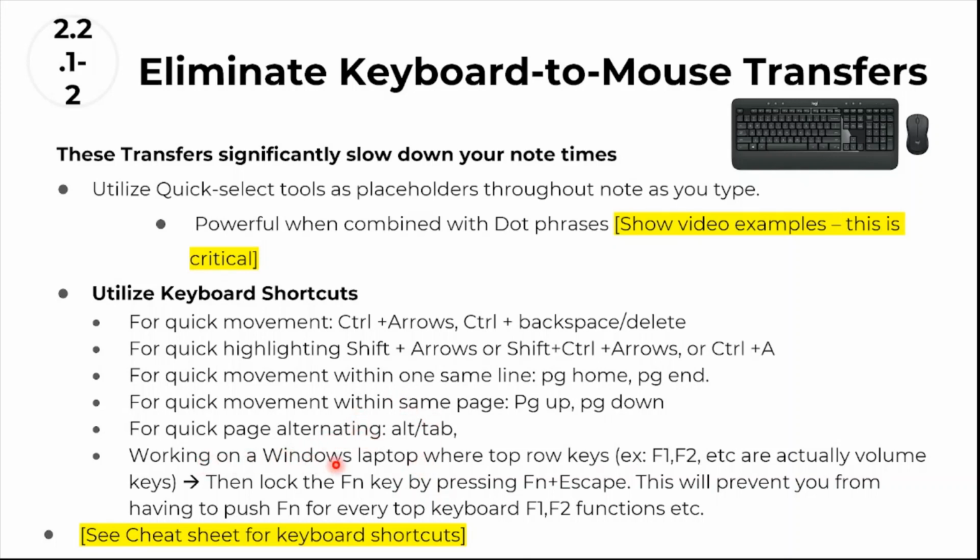Now, sometimes you might be working on a Windows laptop where the top row keys, for example, F1, F2, and F3, are actually volume keys or represent a different function. You can lock those keys by pressing your function key as well as escape at the same time. And that'll prevent you from having to push FN every time that you want to use your quick select tool, such as F3. I will include a cheat sheet here for keyboard shortcuts, and these will highly accelerate the speed that you do notes at, especially the control function, and please keep that in mind.